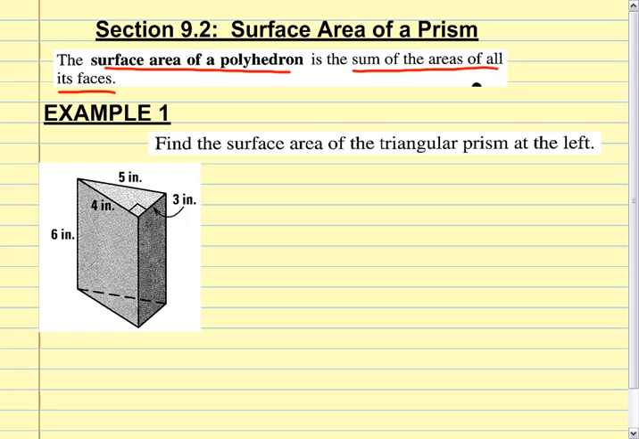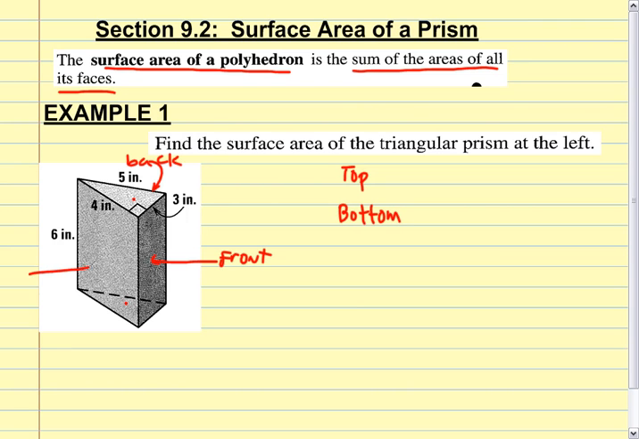Let me ask you this. How many faces does this thing in example 1 have? How many faces are there? There are 5. We're going to say the top and the bottom. Do you agree? That's this part and this part. Can I say that this is the front? It's not really the front, but is that okay? And this part back there is the back.